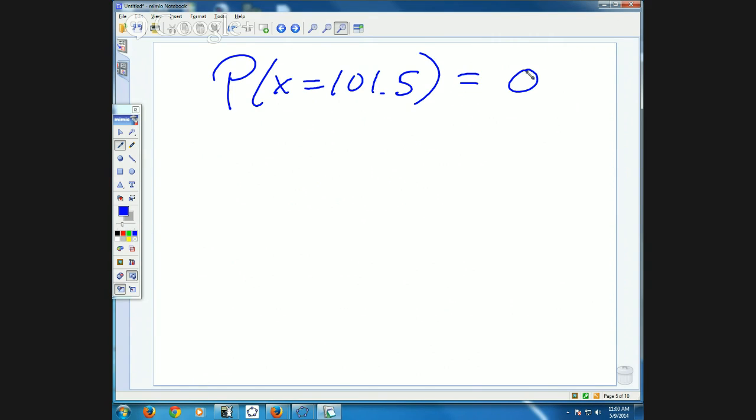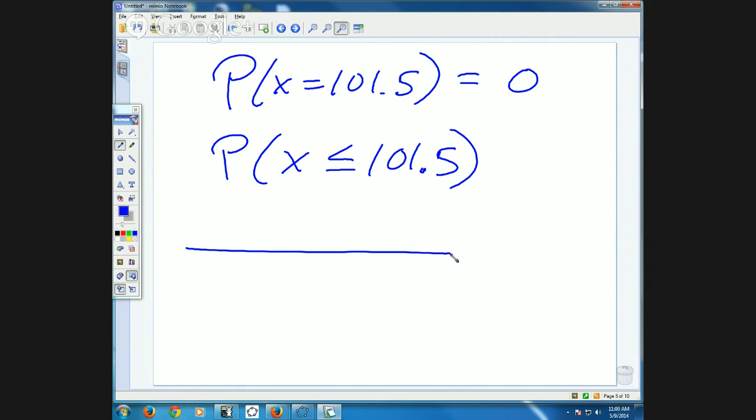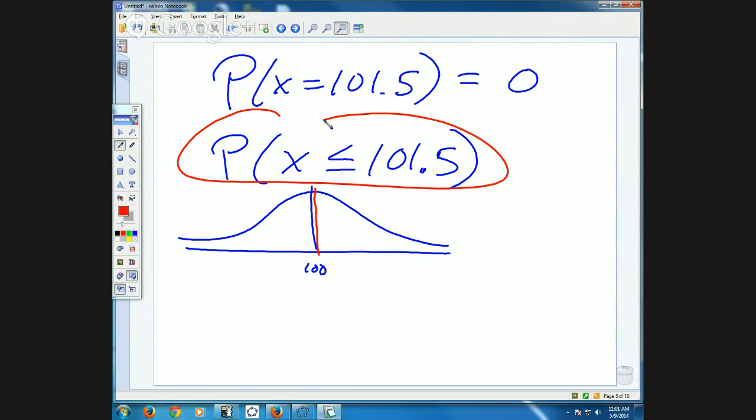I could ask a different question. I could say, well, what percent of people have an IQ score that's less than or equal to Gary's? I can draw a picture of that. Is my IQ score close to the mean? Yeah, here's the mean, that's 100. My IQ score is pretty darn close. It's just barely above average, right about there. So this question right here says, what is the area in the left tail?